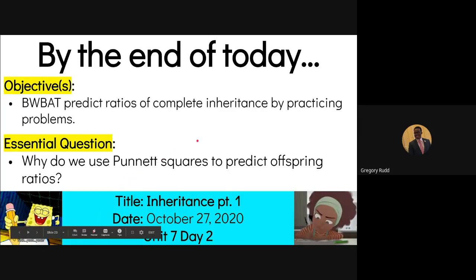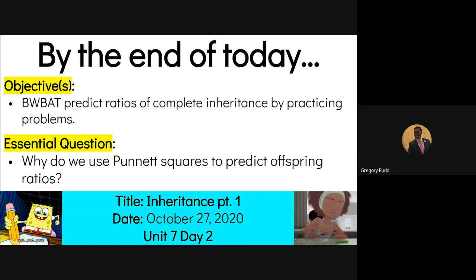So let's make sure we're starting our note-taking process by writing down the title of today's lesson. Today's date is October 27th, 2020, and it is Unit 7, Day 2. By the end of today, you will be able to predict ratios of complete inheritance by practicing problems. We're going to do a lot of practice problems today. And we want to answer the question, why do we use Punnett squares to predict offspring ratios?